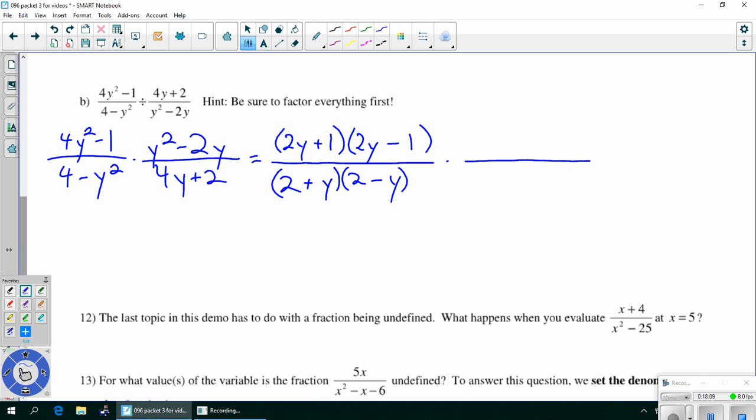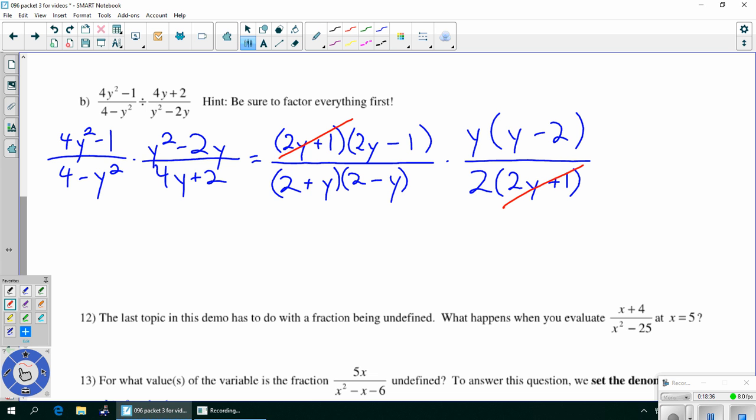The other numerator, greatest common factor is y. That's useful. So we pull y out and get a single parentheses, y minus 2. Downstairs, greatest common factor is 2. Pull that one out. Left with 2y plus 1, and we're done factoring. And now we're looking for things first that are carbon copies of each other, top and bottom. So I see a 2y plus 1 and a 2y plus 1, and they cancel.